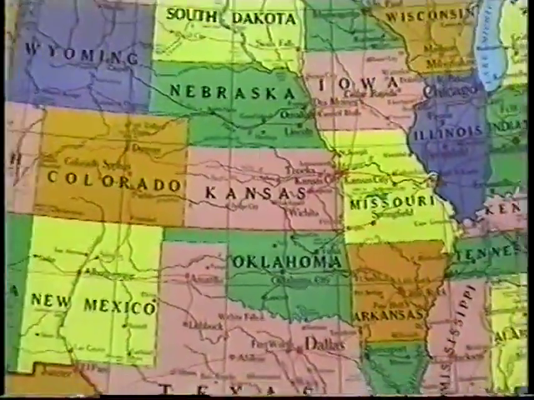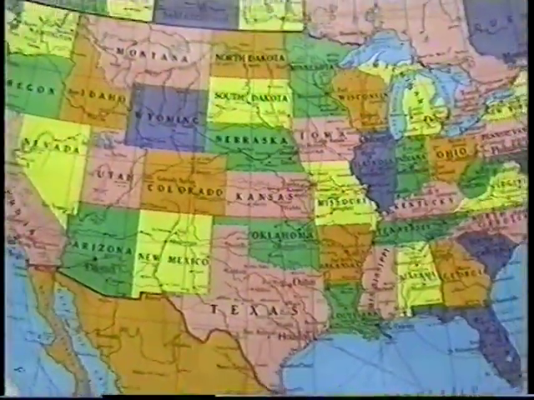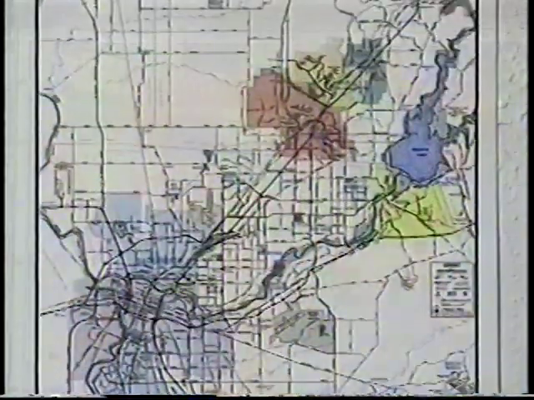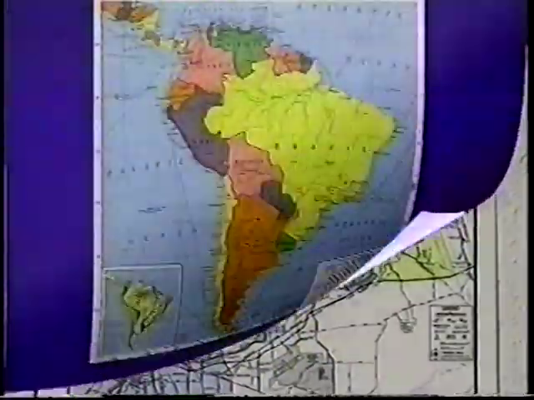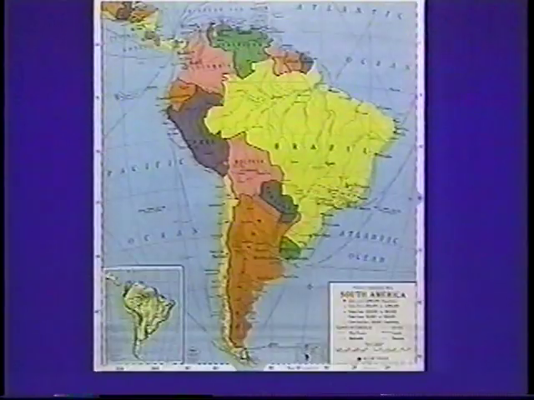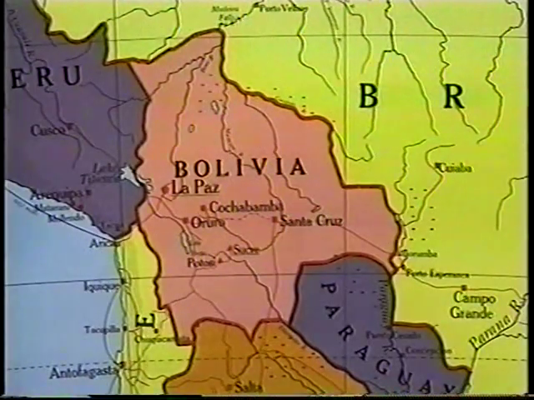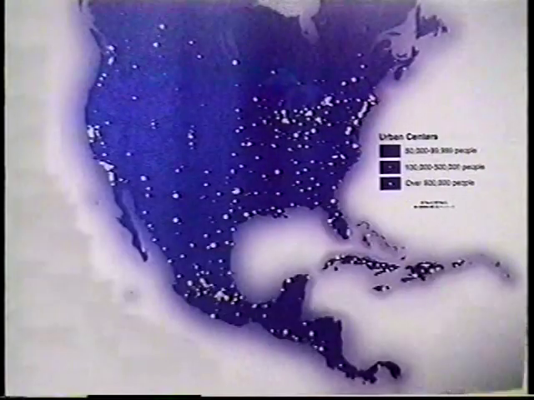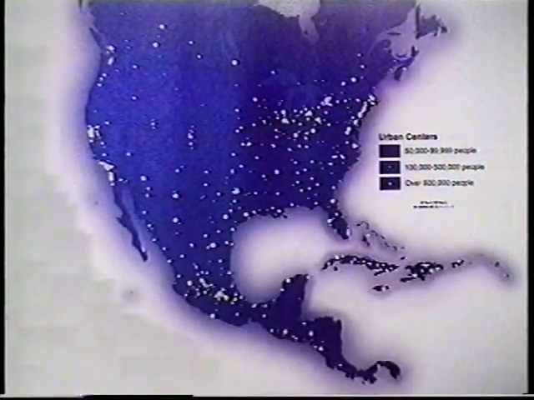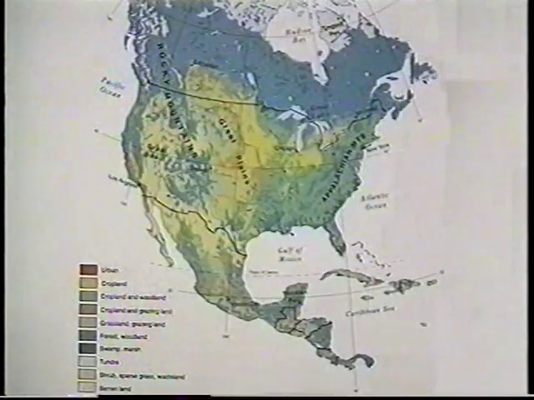Maps can show us many different things. They show us countries, towns, and streets. Look at this map of South America. Each country is a different color. That makes it easy for us to see where one country ends and another begins. Maps can show us population, temperature, or crops.